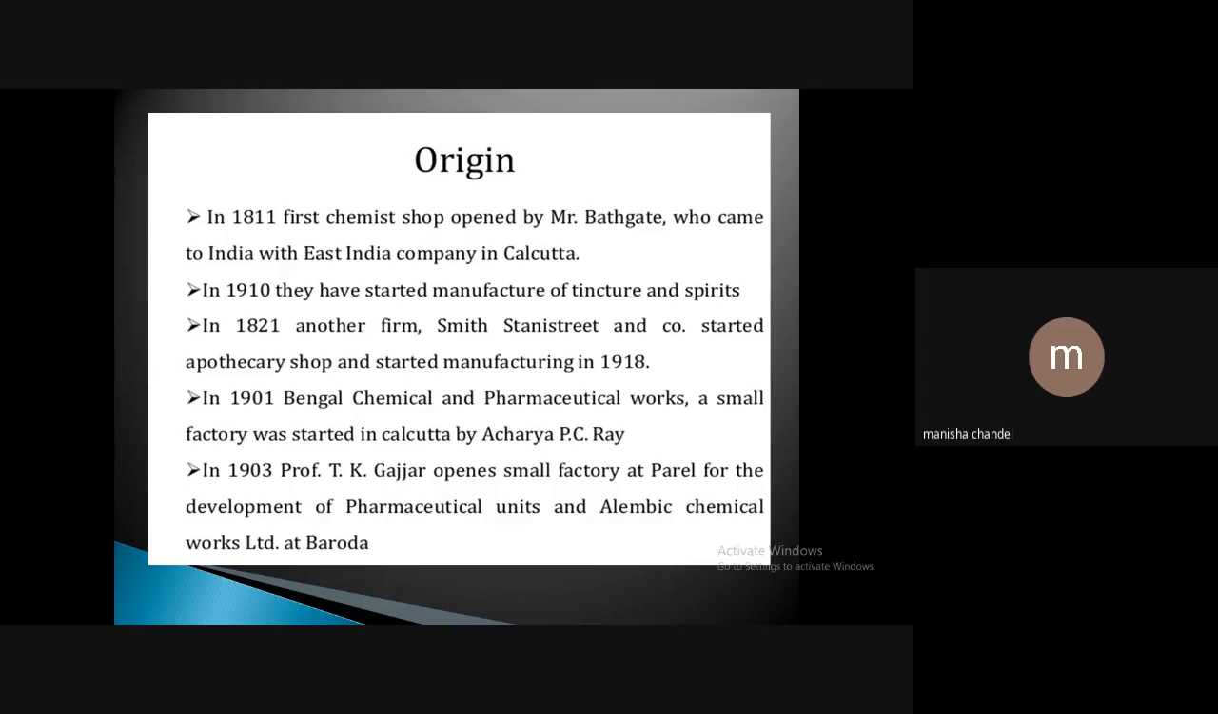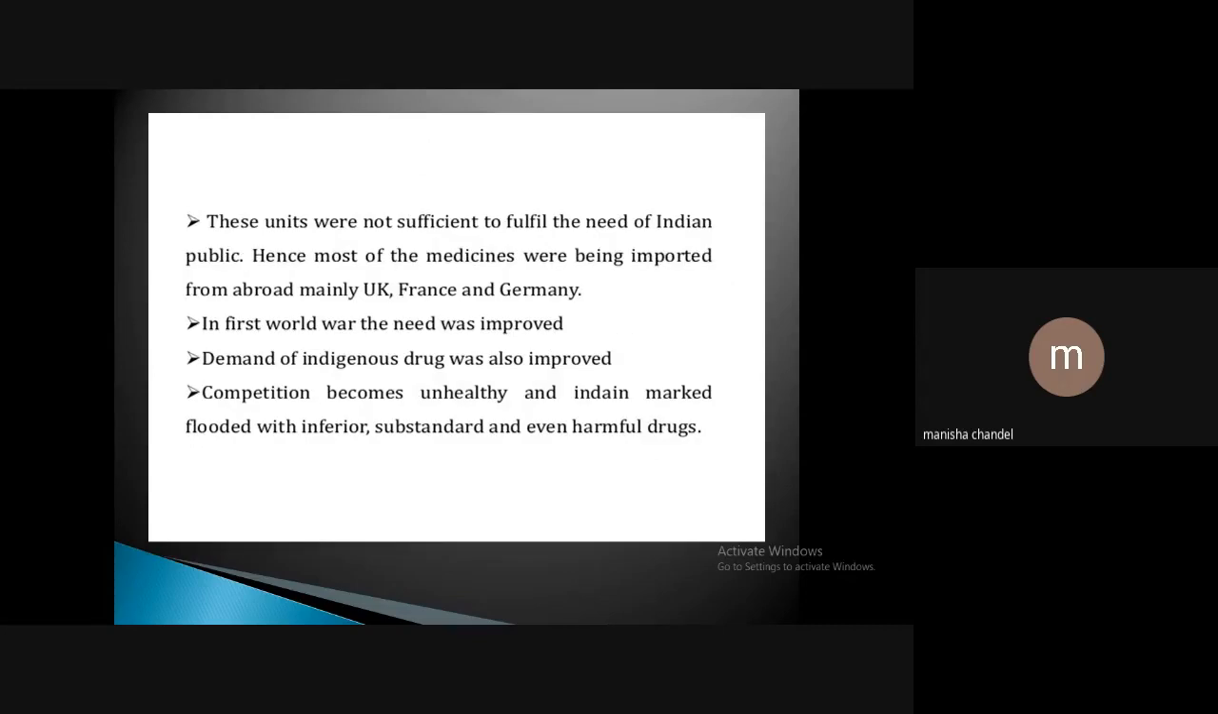In 1901, Bengal Chemical and Pharmaceutical Works, a small factory, was started in Calcutta by Acharya P.C. Rai. And in 1903, Professor T.K. Gajjar opened a small factory at Parel for the development of pharmaceutical units, and Alembic Chemical Works Limited at Baroda. These units were not sufficient to fulfill the needs of the Indian public. Hence, most of the medicines were being imported from abroad, mainly from UK, France and Germany.